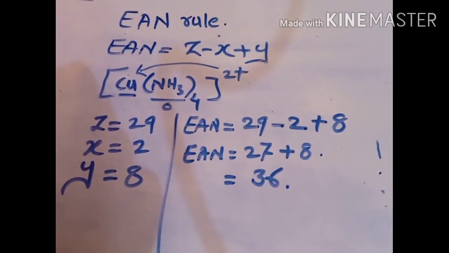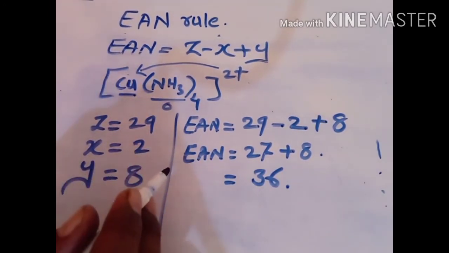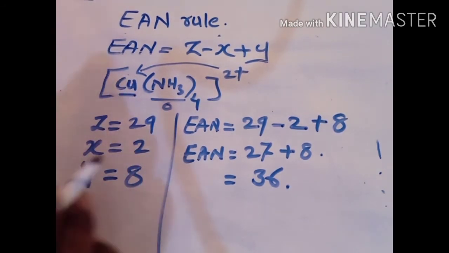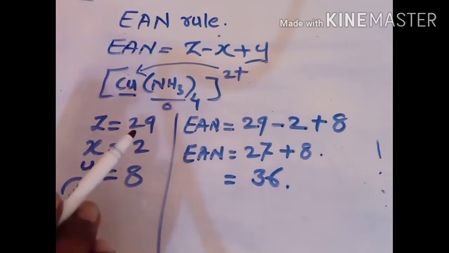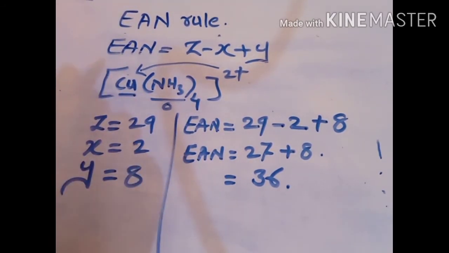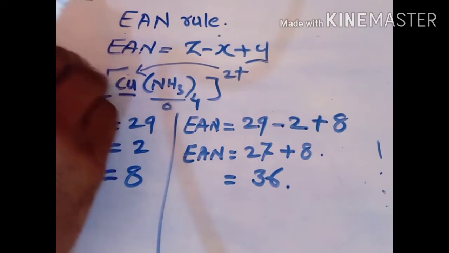So these are the various examples in which we can say that the given complexes obey the EAN rule. Now we shall see some examples in which the complex does not obey the EAN rule, meaning their value is nearest to the noble gas but does not achieve the noble gas electronic configuration. So we shall see some exceptional cases here.